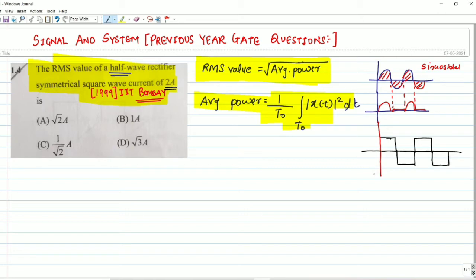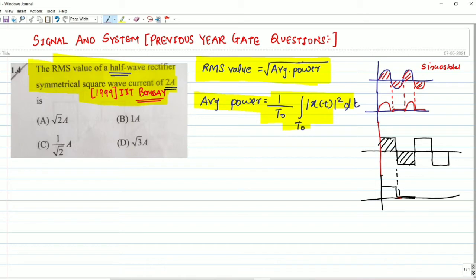The half wave rectifier will allow the positive half cycle. This is a positive half cycle and this is a negative half cycle. The function of a half wave rectifier is nothing but to allow the positive half cycle, and it will block the negative half cycle, which will be cancelled out. Let me draw with another pen for a clearer understanding.